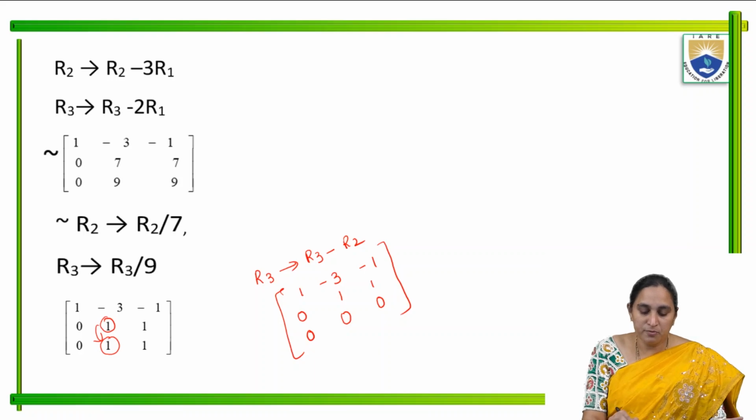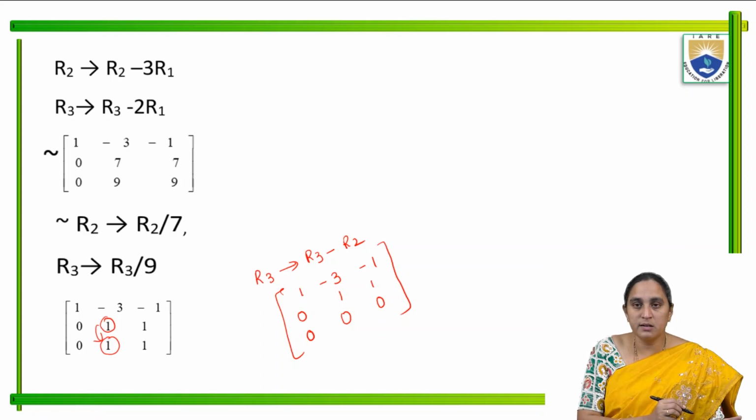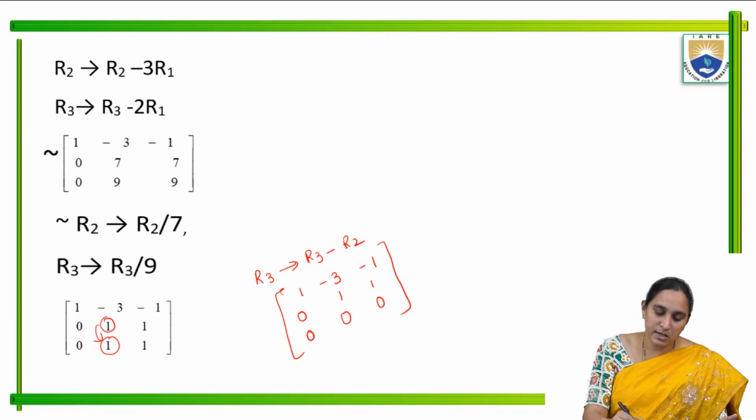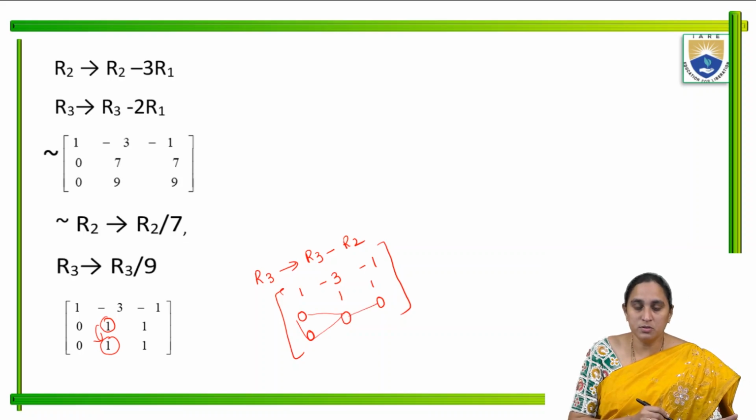Therefore, the number of non-zero rows, how many? Before that, is there any possibility to make the R2 second element, R1 and R3 second elements, and R2 third element zeros? No. Therefore, there is no possibility to make any value 0. Then we have to stop the procedure. Therefore, this is an echelon form. Observe that below the diagonals are completely 0, including that diagonal element also 0.